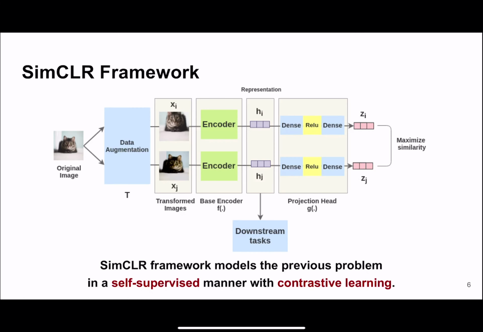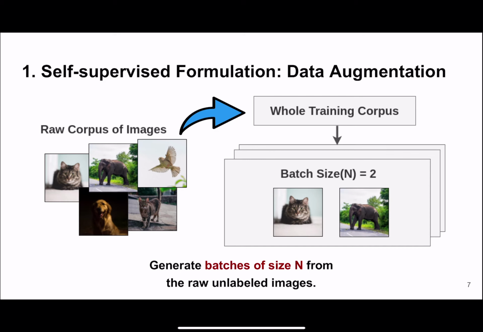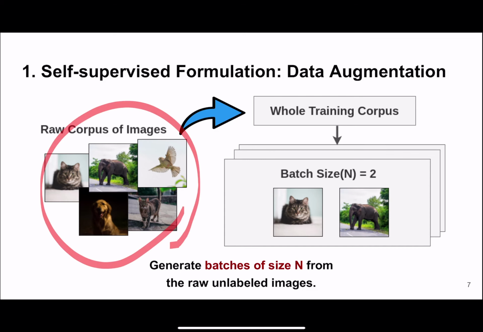The SimCLR framework models the previous problem in a self-supervised manner with contrastive learning to learn visual representations without human supervision. This is the full architecture of the SimCLR framework, and I will introduce it with a step-by-step example. Suppose that there is a training corpus of unlabeled images. Then we should first generate batches of size N images. Here I will take a batch size of 2.